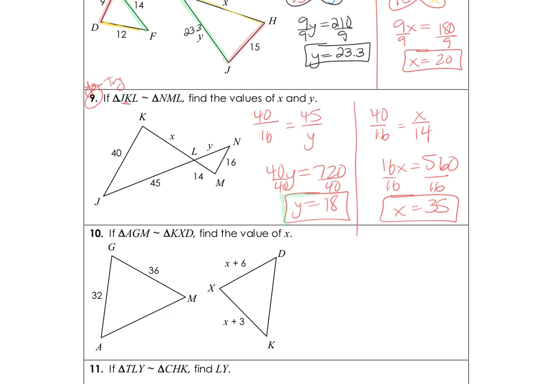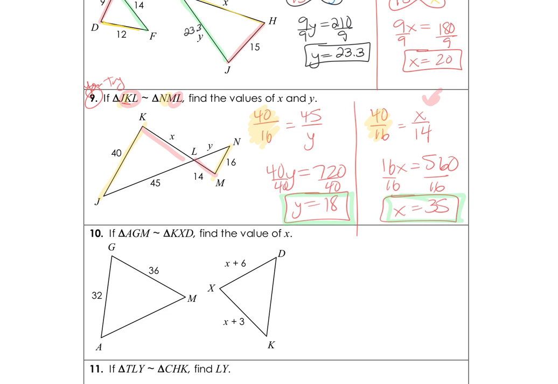I got y is equal to 18 and x is equal to 35. The ratio that I started with was this 40 over 16 both times. That was my JK and NM. J to K was 40, N to M is 16. I used that for both of them because I knew both of those side lengths. From there, I used the second two letters. So I used K to L, which was x, and I matched that up with M to L, which was 14. That's over here.